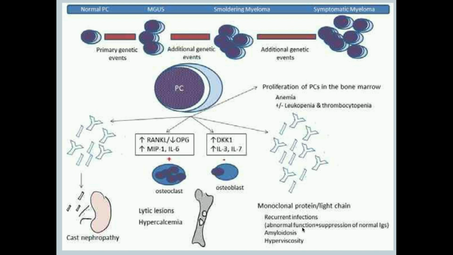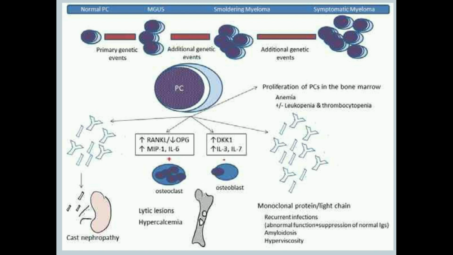So here it says abnormal function and suppression of normal immunoglobulins, and that's just due to the fact that you're crowding out with all these abnormal plasma cells. You can also get amyloidosis and hyperviscosity, similar to what you see in Waldenstrom's, although this is more rare. If you see hyperviscosity, you should suspect Waldenstrom's, but it'll be easier to diagnose that just based on what kind of immunoglobulins you have.